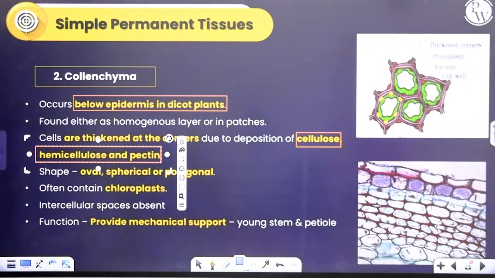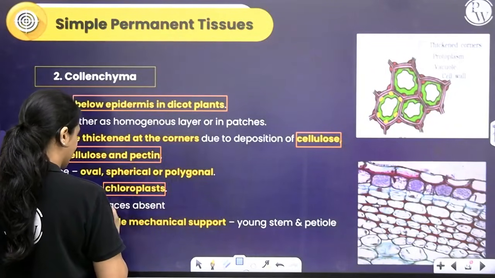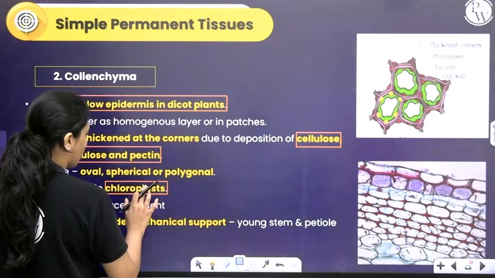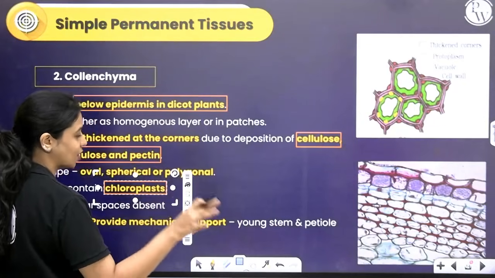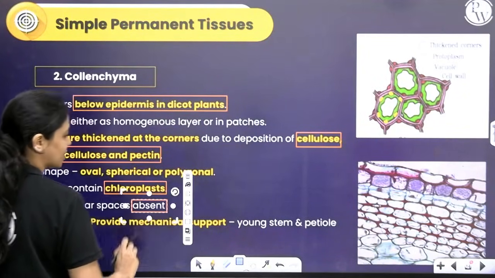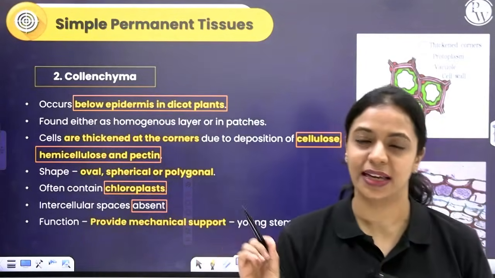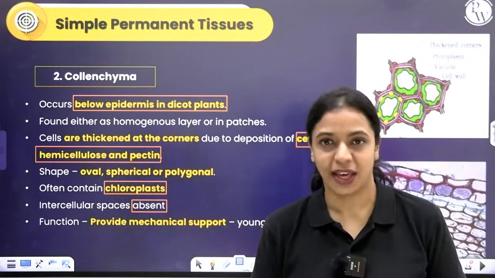Okay, what is the shape? It is oval, spherical or polygonal. They generally contain chloroplasts. Unlike parenchyma, over here, intercellular spaces are mostly absent. Its function is to provide mechanical support. They offer some little flexibility and also they provide mechanical support.